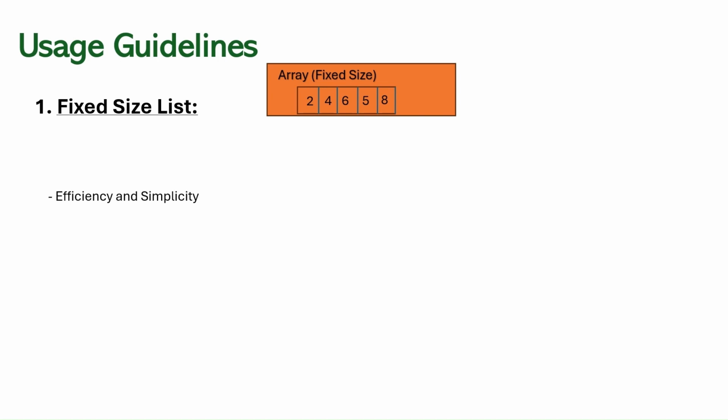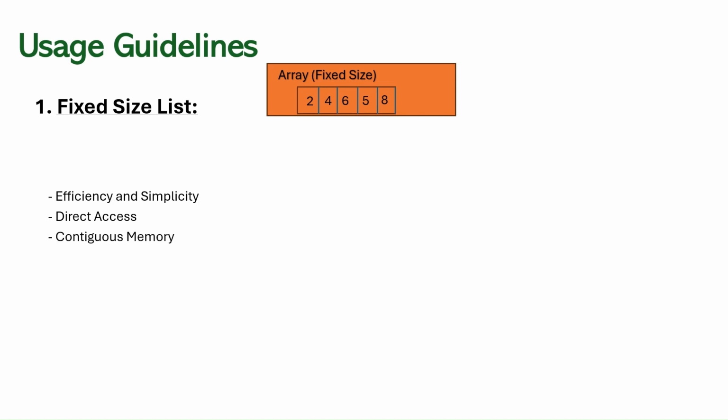Now let us discuss the next reason, which is direct access. When your list size won't change, arrays offer direct and instant access to any element. You can pinpoint exactly where each piece of data is located using the index. It's like having a well-organized filing cabinet where you know exactly which drawer to open for the information you need. This direct access makes storing and retrieving data from fixed size lists a seamless process.